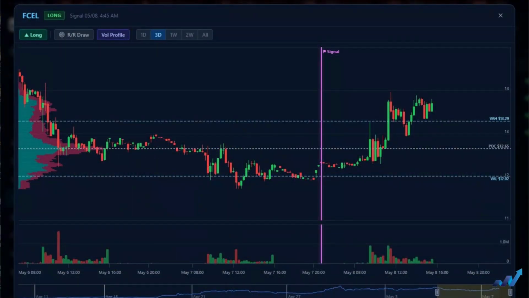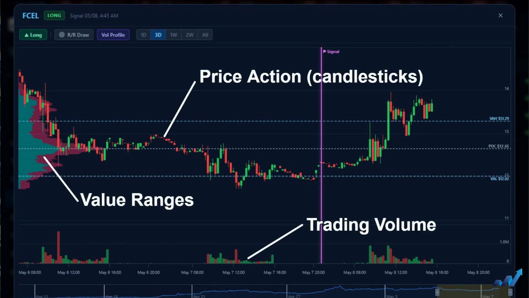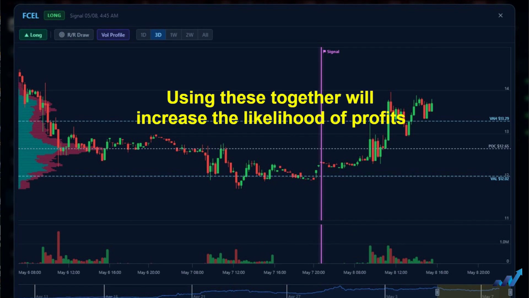When forming a trade or evaluating the setup of one you have formed, we suggest using the tools shown on all TradeFinder charts. The tools provided are price action, directional trading volume, and value ranges of past traders. All three are shown on the chart. Using these three together will increase the likelihood that your trade will be profitable. Let's go through each of these three tools individually.